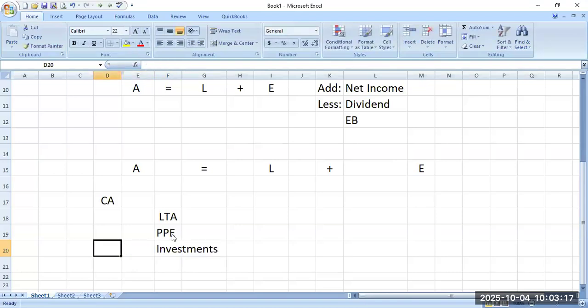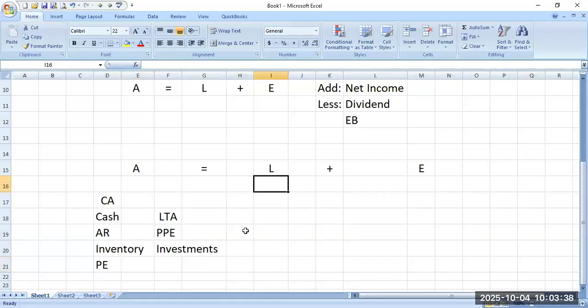So here I can find cash. Let's put this down. I can find accounts receivable. I can find inventory. That's not yet accounts payable, that will be inventory. And we can find some prepaid expenses.